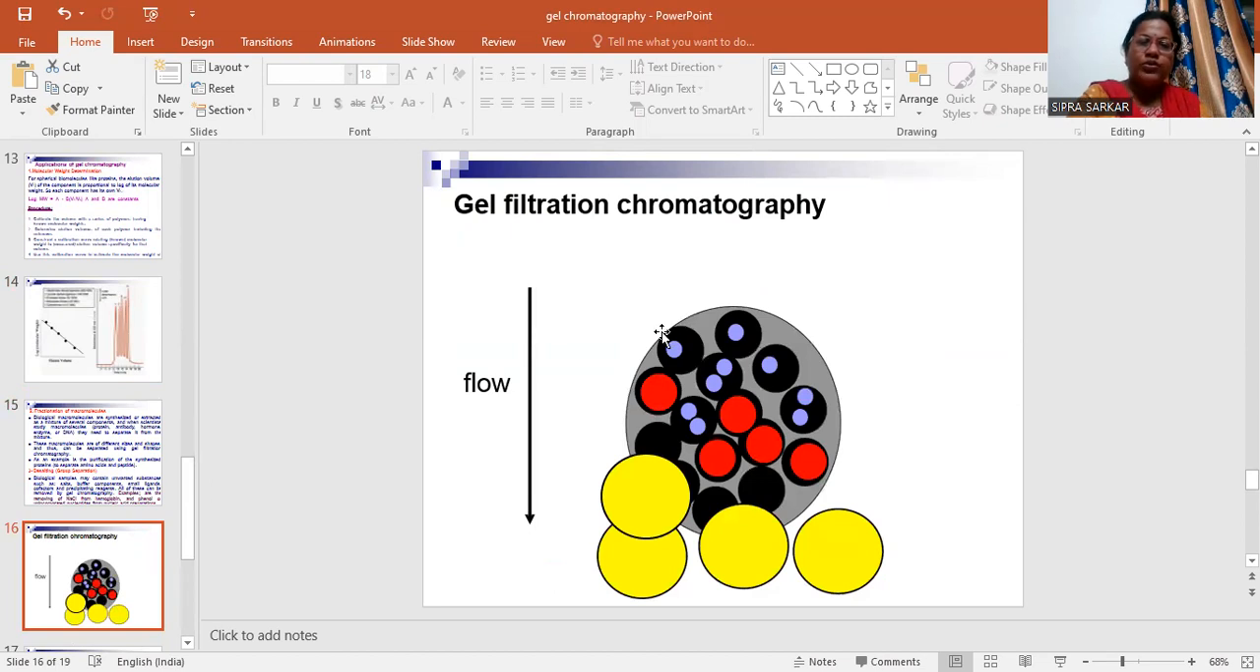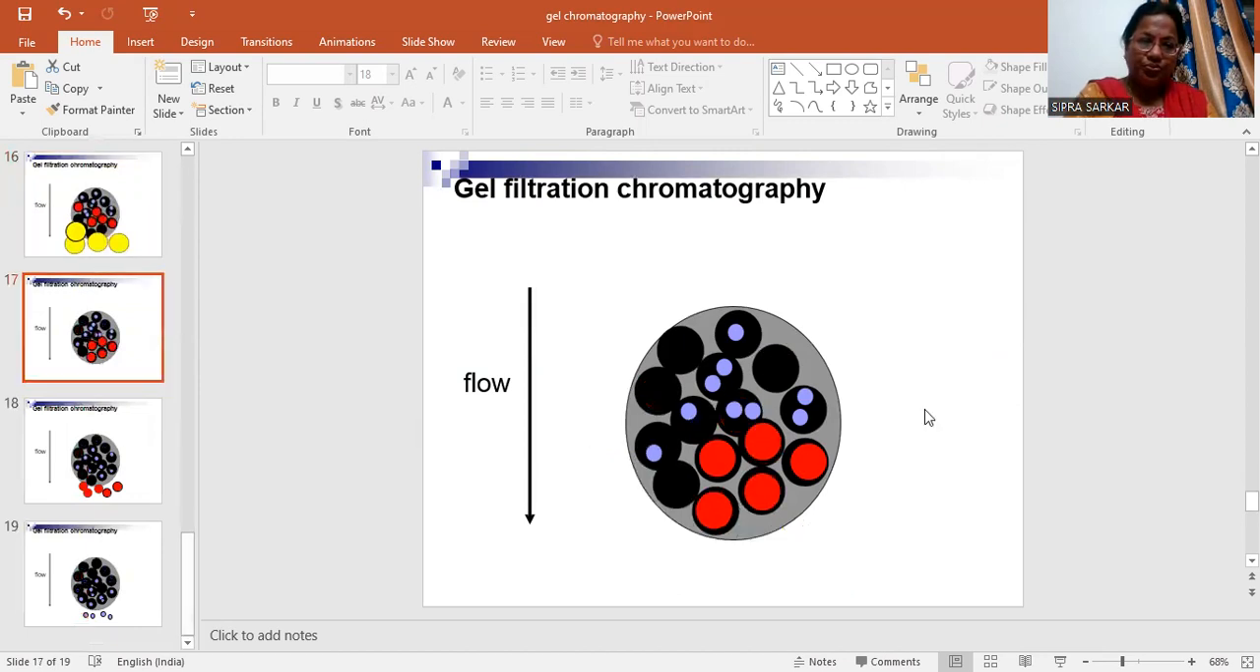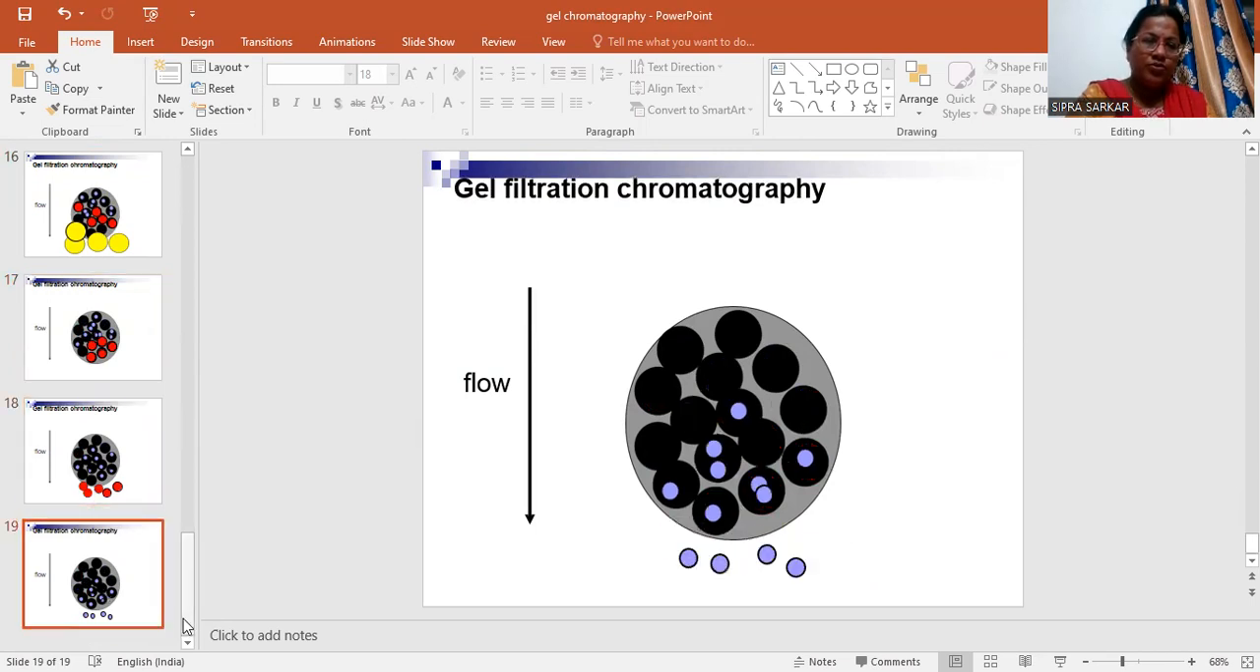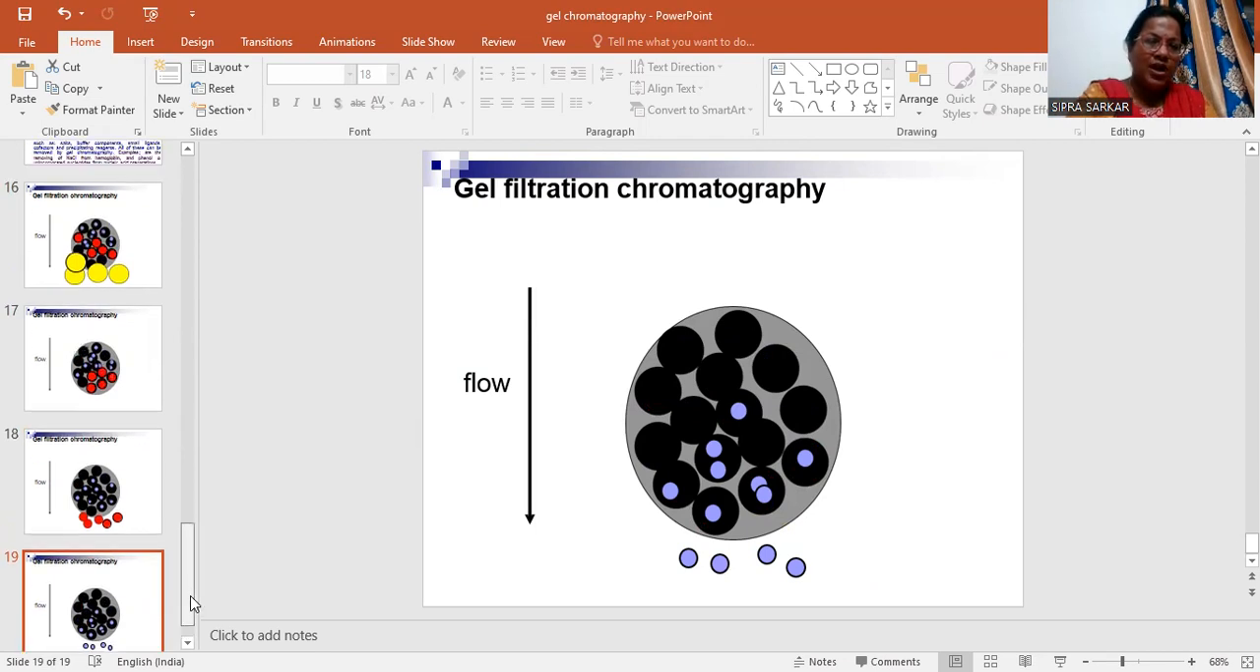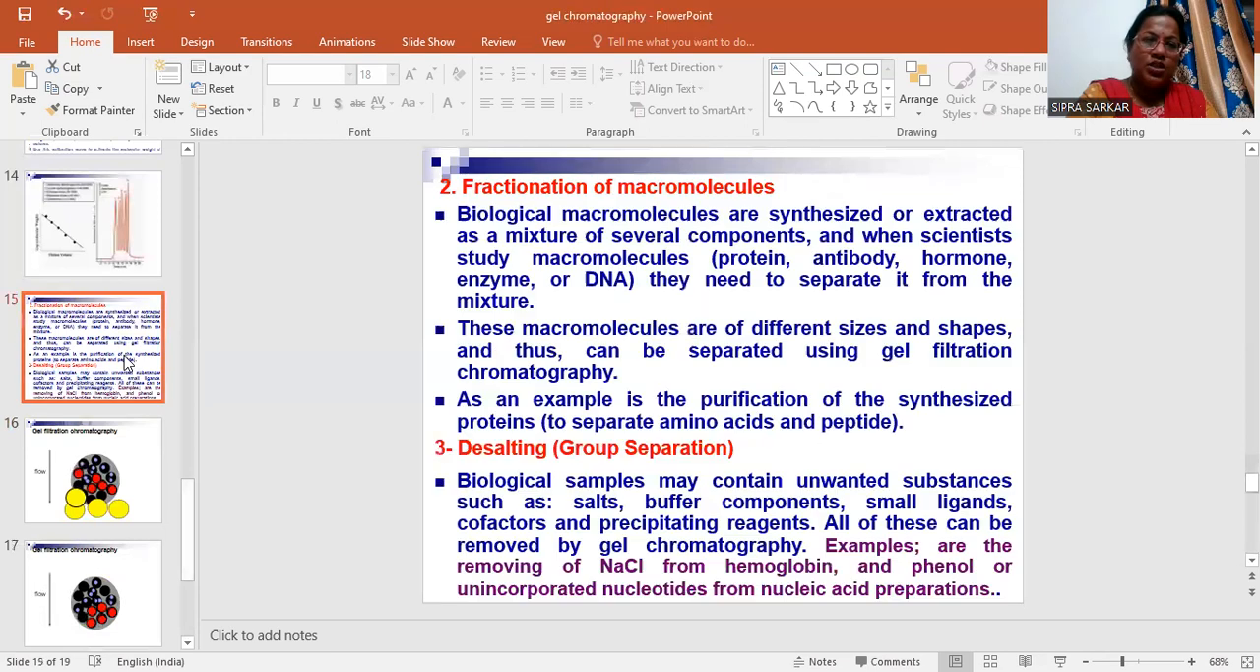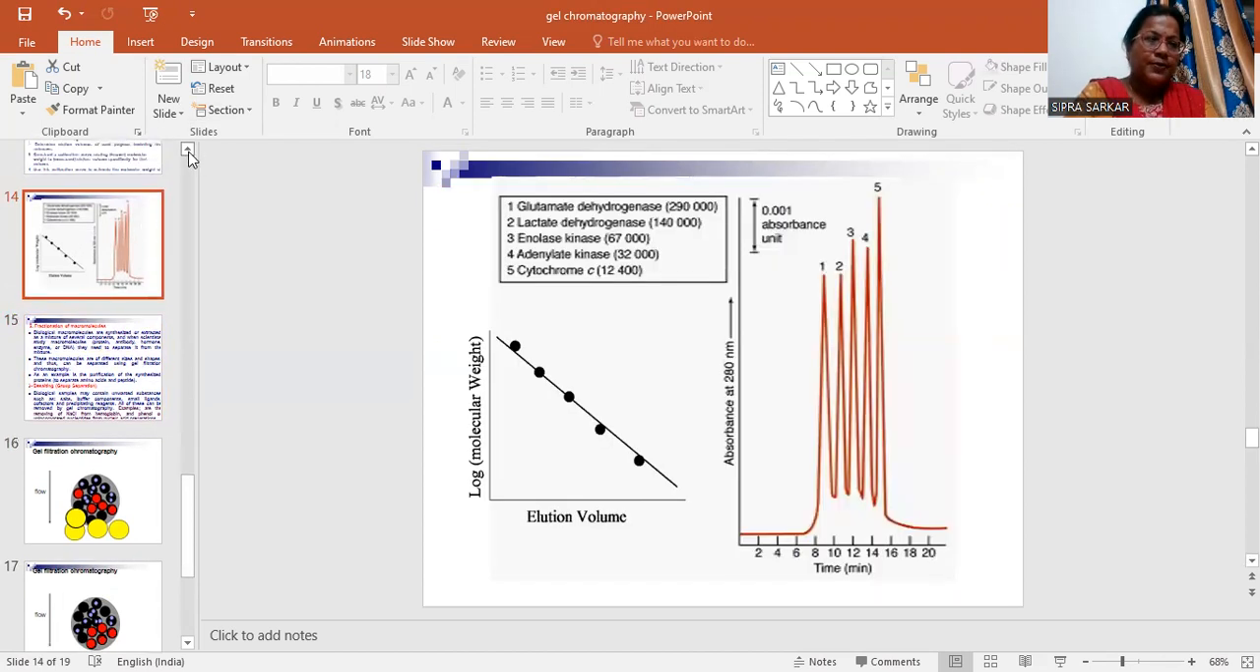Here is the gel filtration chromatography that we have seen before in the study of the chapter. So here the larger molecule will be eluted first, then the second largest component, then the smaller molecule will be eluted. Here different diagrams can be seen. So this is the method of gel filtration chromatography and its application. You can see fractionation of macromolecules and desalting. These are the different applications.